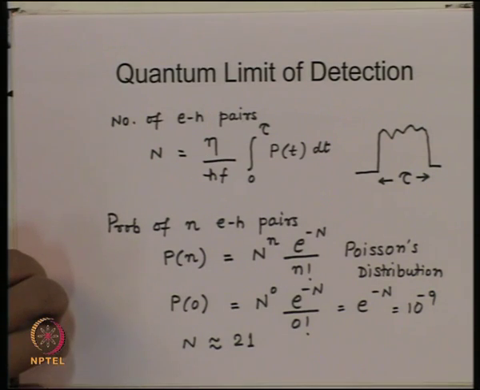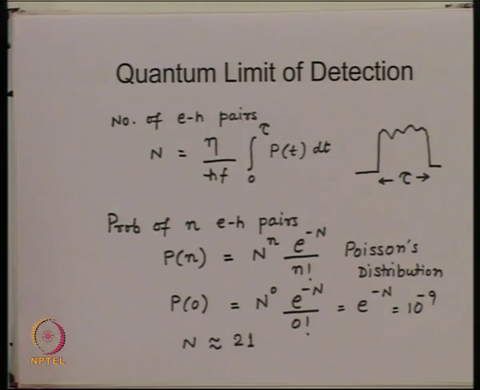So, what we are essentially saying is that if the thermal noise is absent, if the fluctuations are because of the statistical nature of the photons, then there must be at least 21 photons on average guaranteed per bit. Then there will be a chance 1 in 1 billion that no photon will be received during that bit duration.